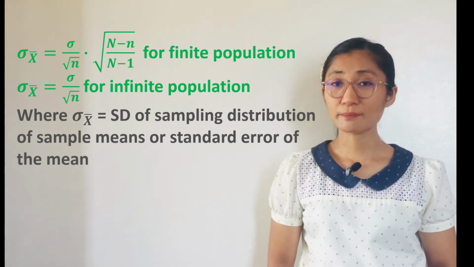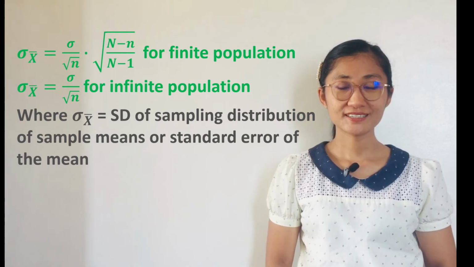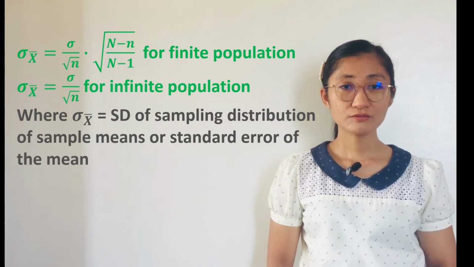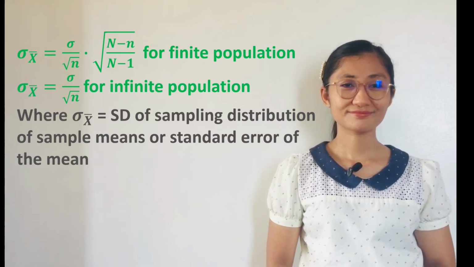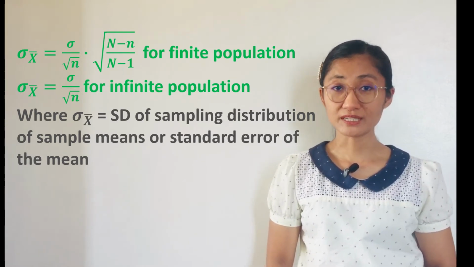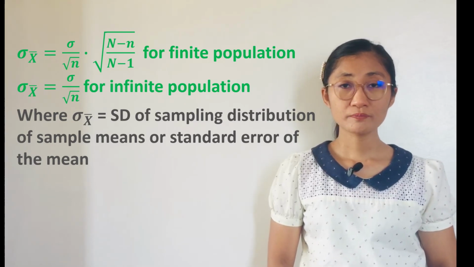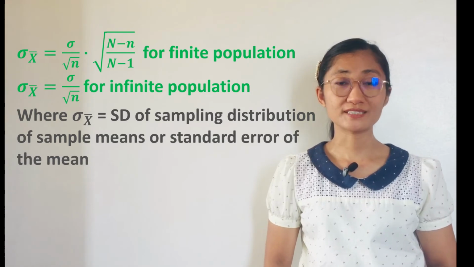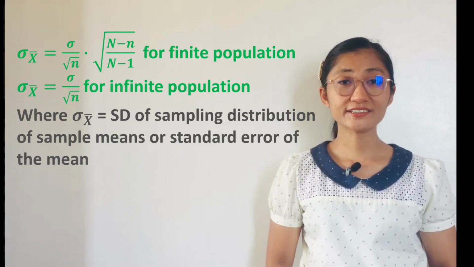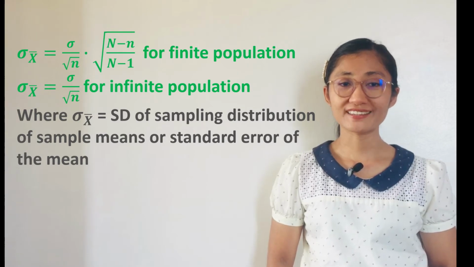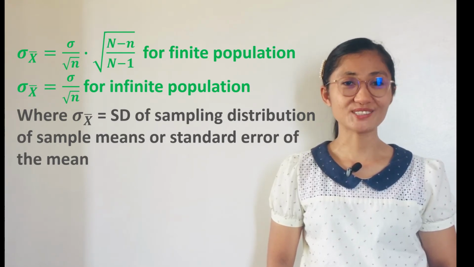And so, standard deviation of the sampling distribution of sample means equals sigma over square root of n. It is also called the standard error of the mean. So, the standard deviation of the sampling distribution of sample means is also called the standard error of the mean. It reveals how accurate the sample mean is as an estimate of the population mean.